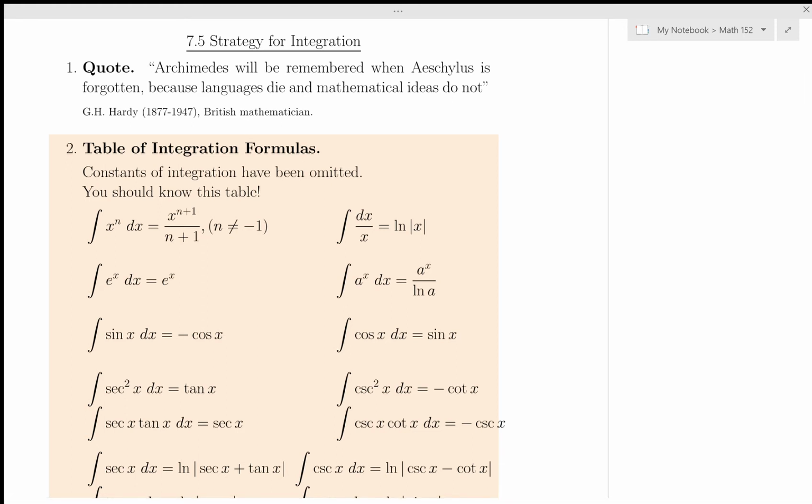Name's Brenda Davison. This is section 7.5, Strategy for Integration. So this is going to be a much shorter lecture than previous lectures, and this is really just a review of the different strategies that we've seen, and I'm just going to say a few things. There's going to be a whole pile of examples. I'm not going to work through them all.